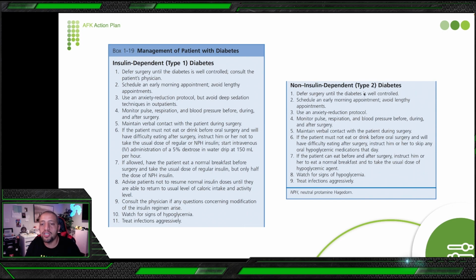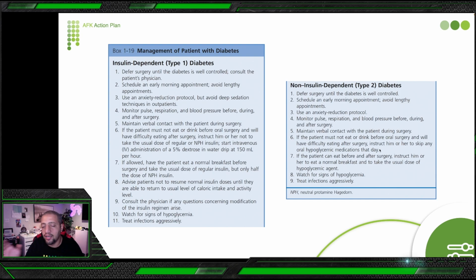Defer elective surgery until controlled, early morning appointment, and an anxiety reduction protocol, pulse and respiration monitored, maintain verbal contact. If patient must not eat or drink before oral surgery and will have difficulty eating, instruct him or her to skip any oral hypoglycemic medication that day. And that is the only condition you are going to ask him to skip the medication. Otherwise, any diabetic patient, you will ask him to take his medication, eat his food, and then come to you.